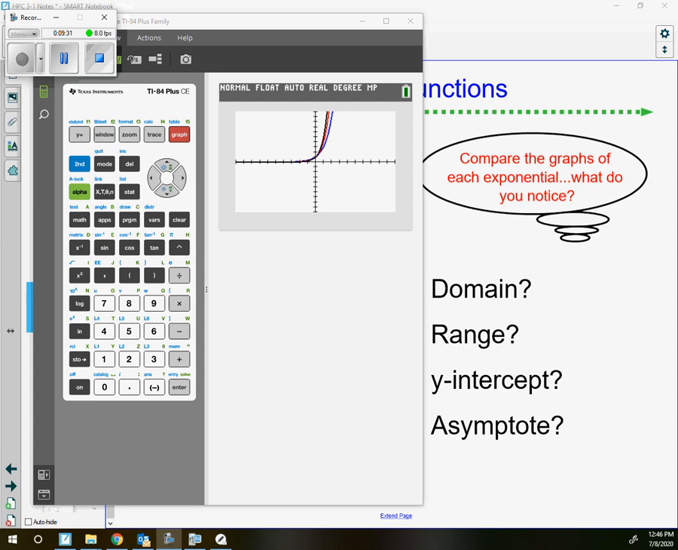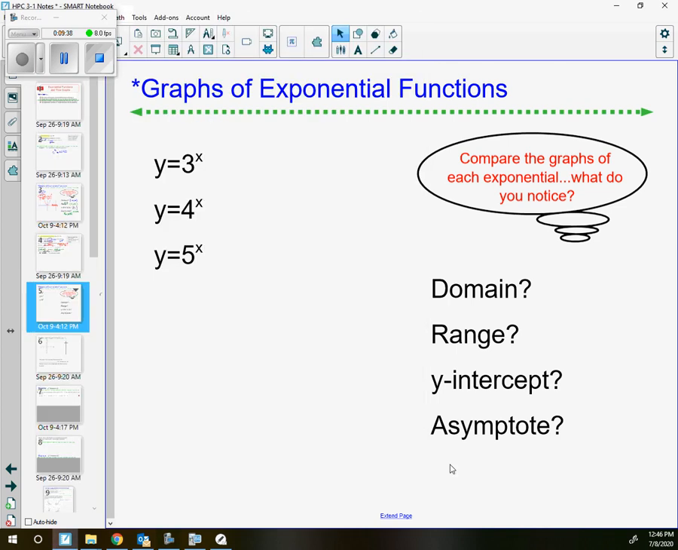What's the only difference between the graphs? Well, the black one is the steepest, right? So it has the steepest slope. Well, of course, you're multiplying by 5 instead of by 3. So at the same value of x, 5 to that power is definitely going to be a bigger answer than 3 to that power would be. So the larger the base, the steeper the graph.